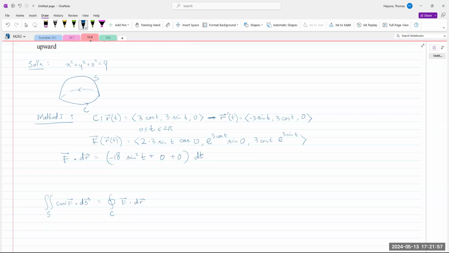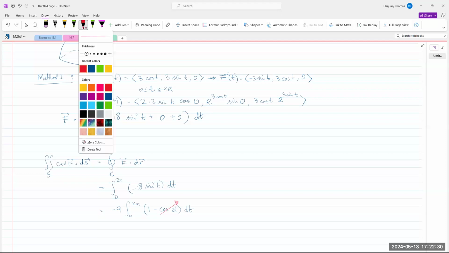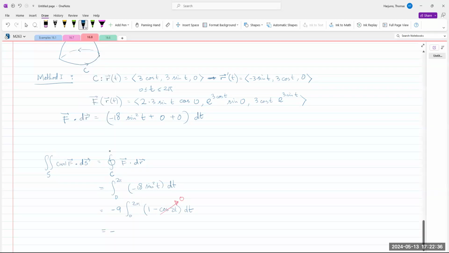Okay. So now our closed curve integral from 0 to 2 pi of negative 18 sine squared t dt equals -9 integral from 0 to 2 pi of 1 minus cosine 2t dt, which we know, if I do the integral of cosine 2t over that interval 0 to 2 pi, will give me 0. Okay, so I will end up with -9 times 2 pi, which is -18 pi.